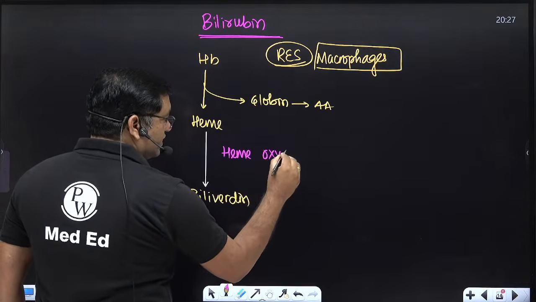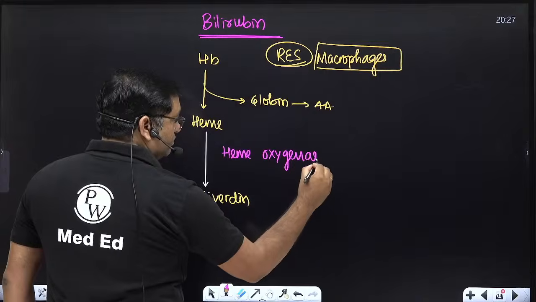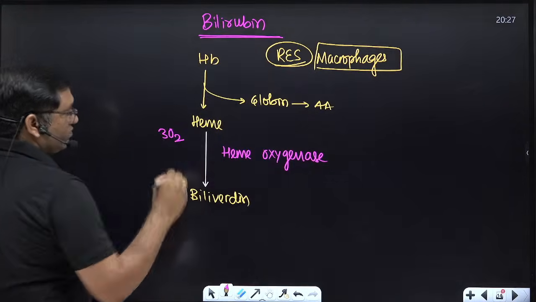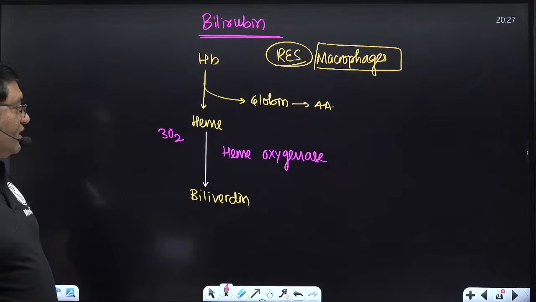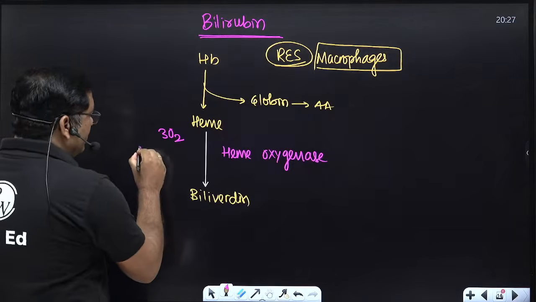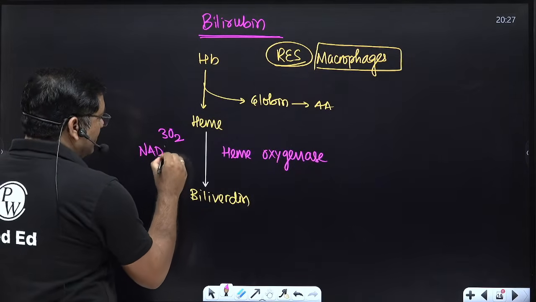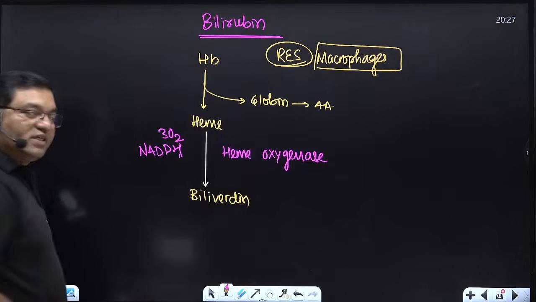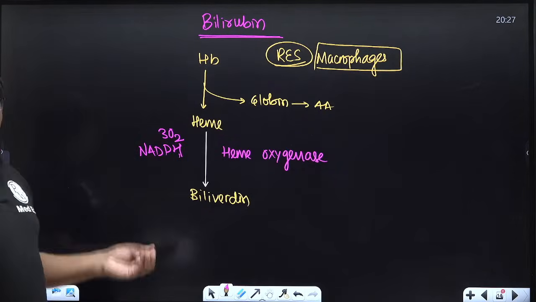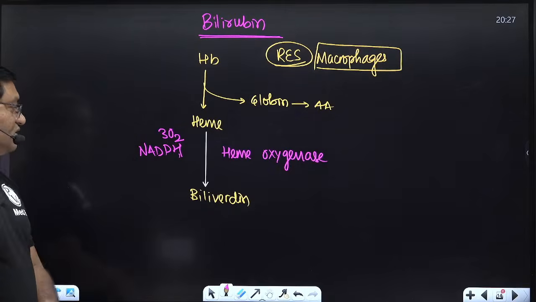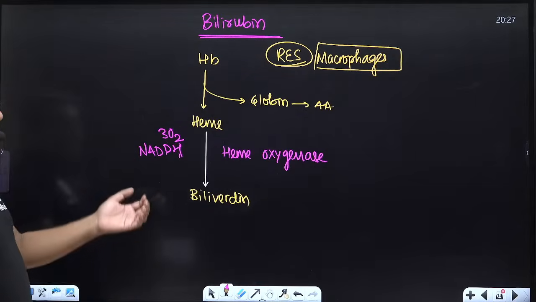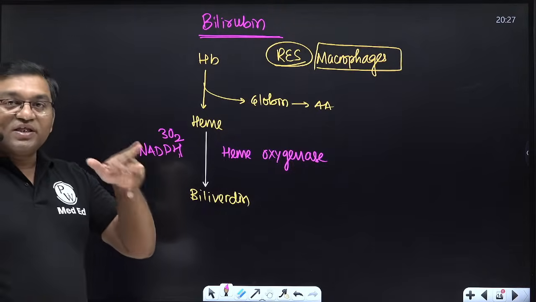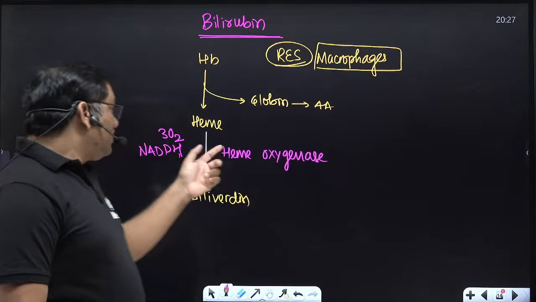Heme oxygenase is the enzyme. Three molecules of O2 and NADPH are required, along with 7 electrons. The electrons are provided by NADPH cytochrome P450 reductase, which provides the electrons for this step. This O2 cleaves the methynyl bridge in the heme.